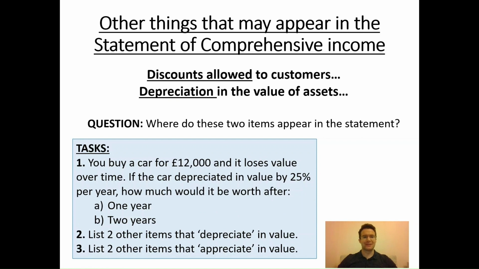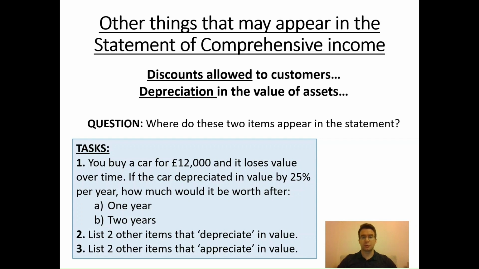The first one: you buy a car for 12,000 and it loses value over time. If the car depreciated in value by 25% per year, how much would it be worth after 1 year? Now, after 1 year, as we take away 25% of 12,000, the car would be worth 9,000. So in that year, the depreciation value that we put in the expenses category of the statement of comprehensive income would be 3,000. That's how much is depreciated by. Essentially, that's how much value the business has lost.